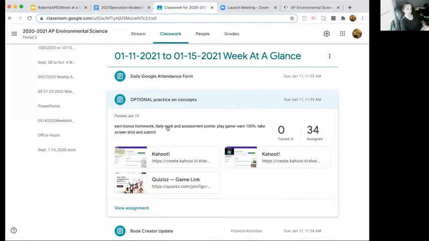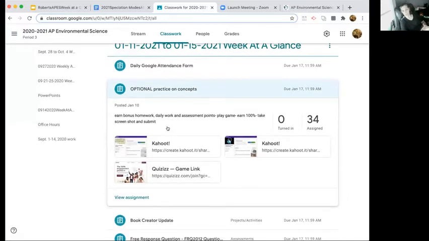Optional. Remember that more and more of you are taking advantage of it, but I'm still seeing it's kids that already have a B or better. Really would like to see those of you that do not have a B or better starting to do these Kahoots and quizzes and bringing up your assessment grades. There is no reason to not get a B or better in this class. There are tons of ways to bring your grade up before the end of semester.